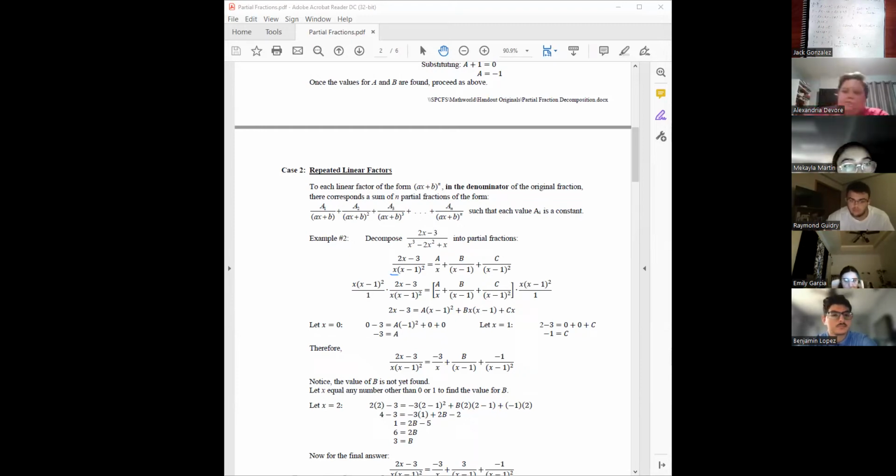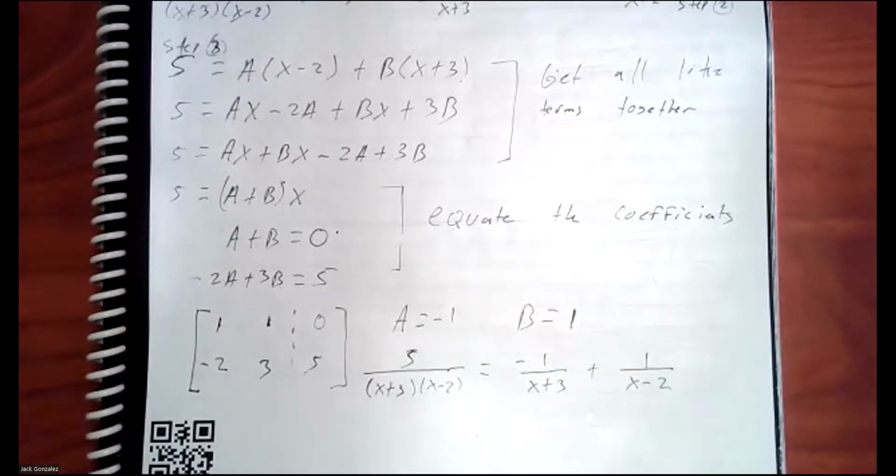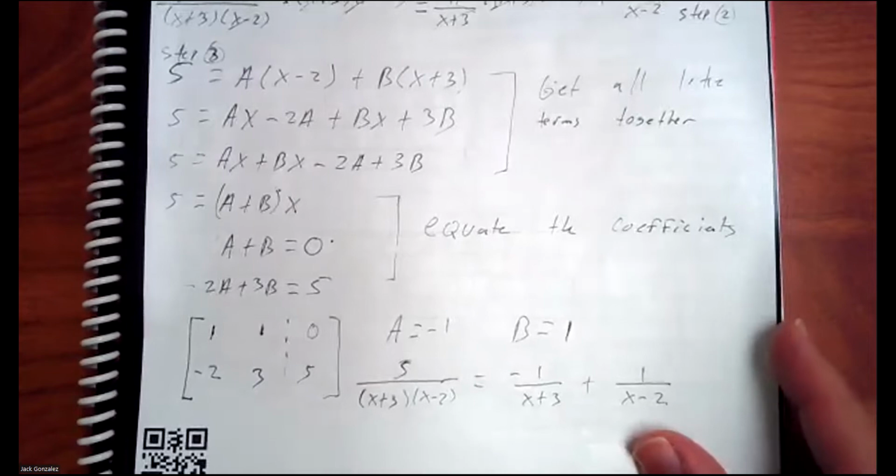Okay. Let me know. You guys cool on this page? I'm gonna turn the page. All right. Really quick, let me show you the alternate method.